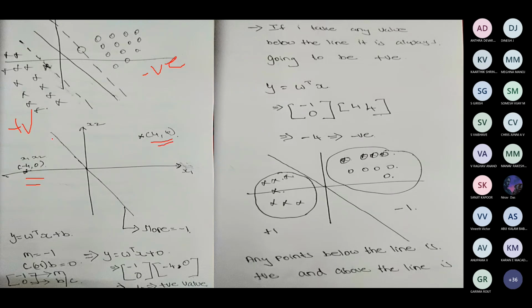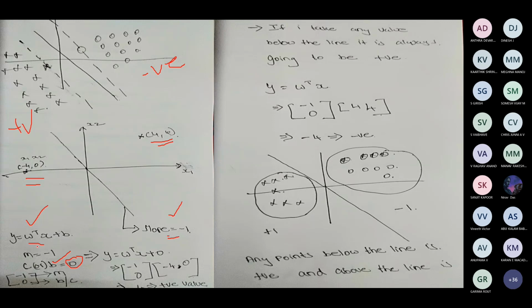Now consider, since it is passing through the origin, I am having the slope as -1. And we know the equation is W transpose of x plus b, that is mx plus c. Now we know that m is -1 because our slope is -1. So b is 0.